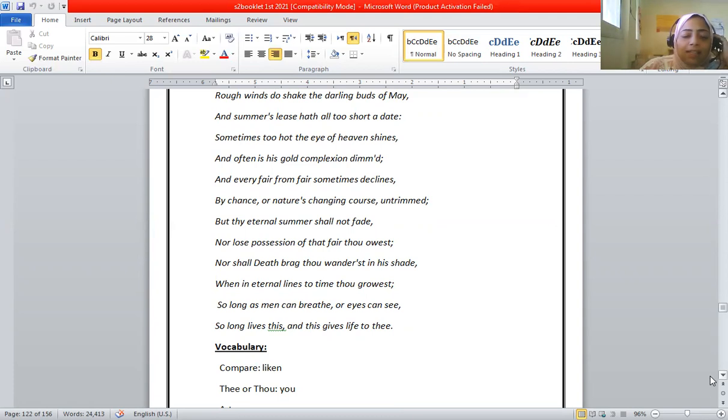Now he's talking about his abilities, his skills at writing, because he's a very famous writer and words will stay forever. So you will stay forever with my words. So long as men can breathe or eyes can see, as long as there are people who read, people who can see, you will stay in my lines, you will stay beautiful. So long lives this, and this gives life to thee. What gives life to his lover, according to his opinion, is that he wrote about her. I wrote about your beauty, you will stay forever alive, forever blessed because of me.